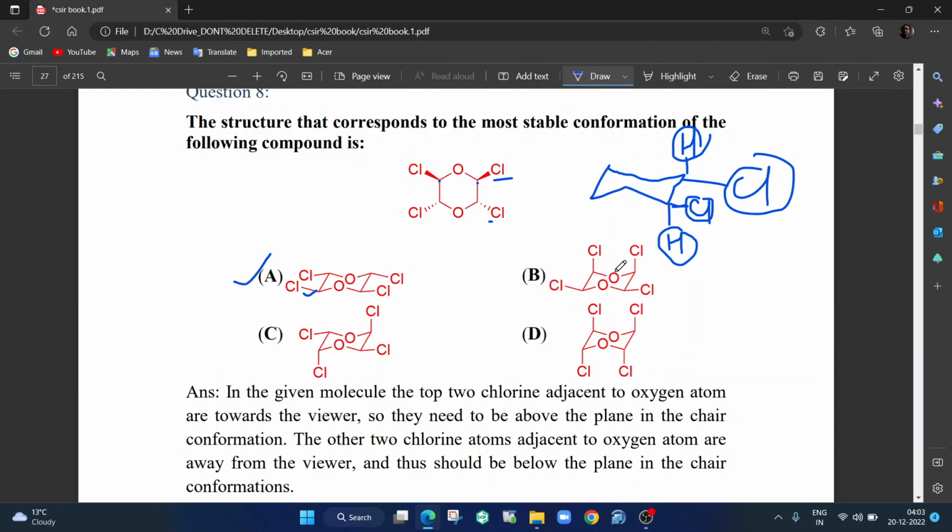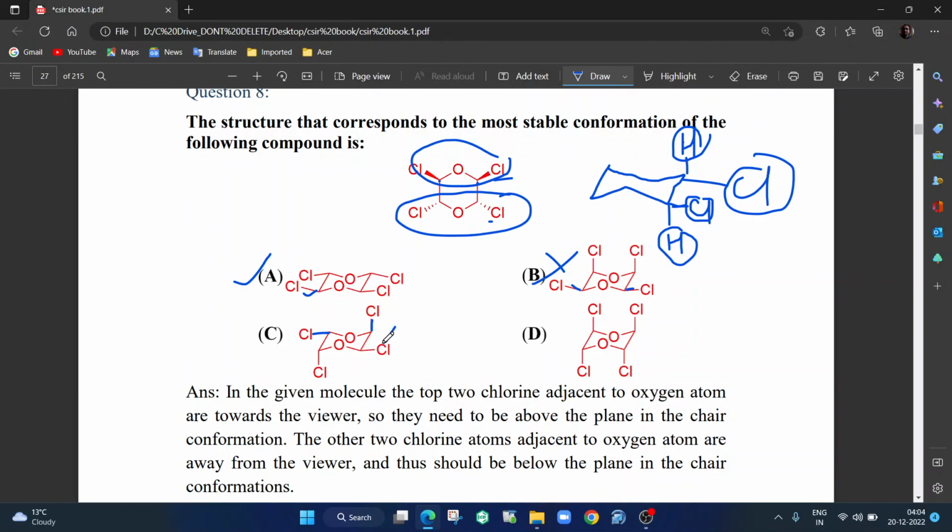Whereas, if you look here, beside this oxygen these 2 chlorines are above the plane, and these 2 chlorines are also above the plane. Very clearly, if 2 are above the plane, the other 2 have to be below the plane. So, B cannot be the answer, because here all 4 chlorines are above the plane. Let us look at C. Again, 1 chlorine is above the plane, 1 chlorine is below the plane. That is not possible, because beside the oxygen both have to be either above the plane or below the plane.